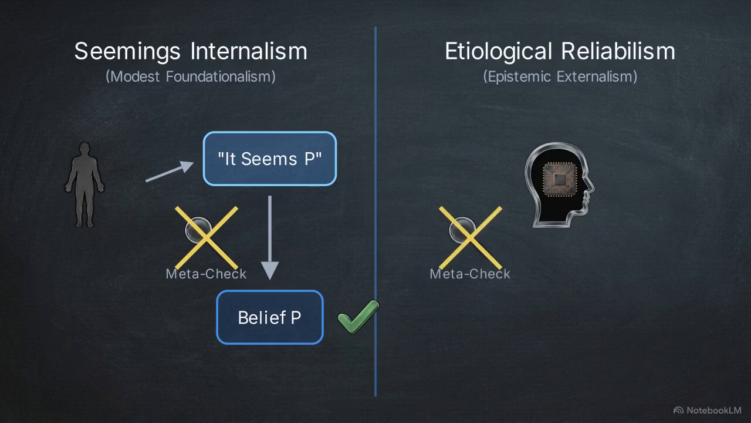Notice how the right side of the diagram operates. Under reliabilism, justification requires zero internal evidence. It relies exclusively on the objective statistical reliability of the cognitive factory producing the belief. If the process is reliable, the output is warranted.